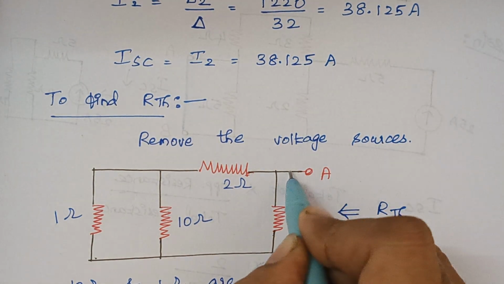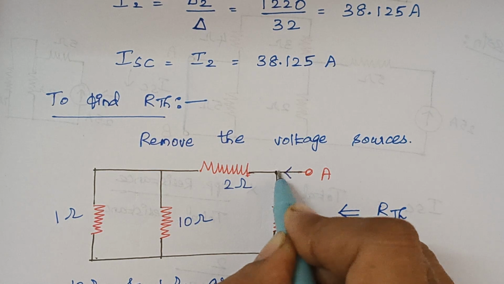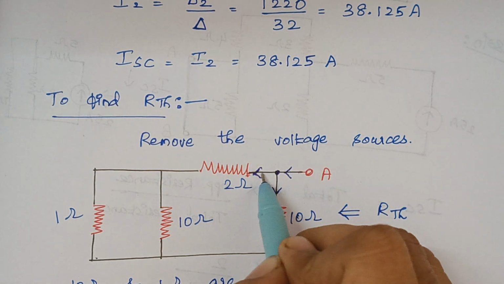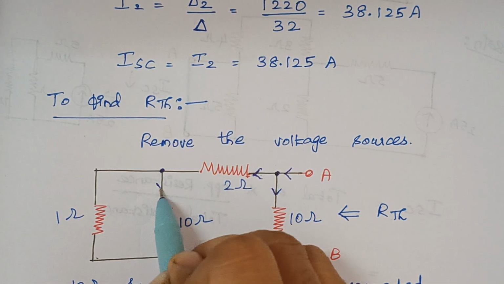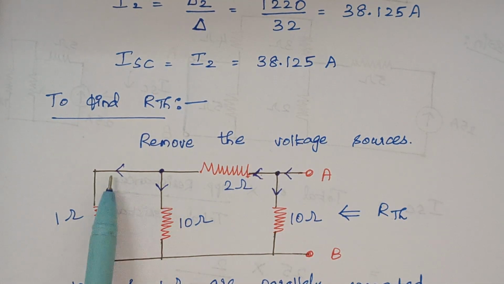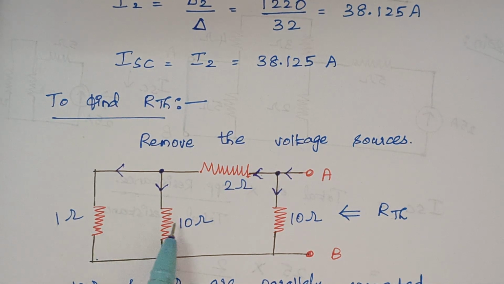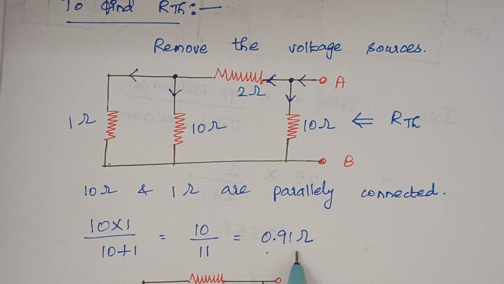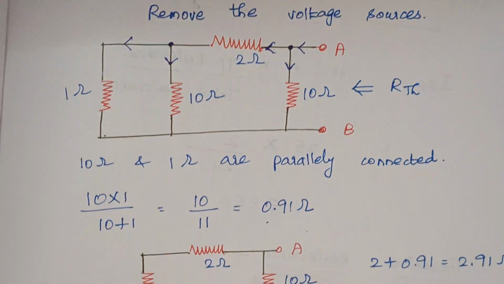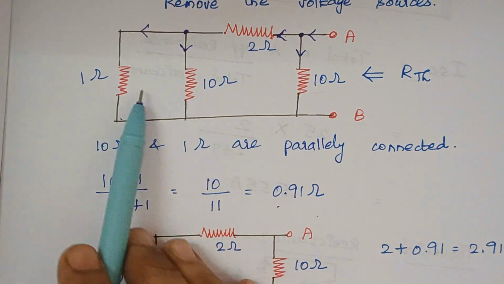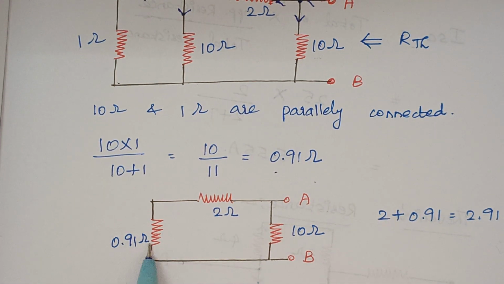When you look here, you see the current when it reaches this node gets divided into two. Again, when it reaches this node, it gets divided into two. When the current gets divided, it means the resistors are parallelly connected. So first reduce these two resistors. When you reduce, the final answer is 0.91 ohms. Therefore here the circuit is this 10 ohm and this 2 ohm as such, and these two resistors reduced to 0.91 ohm.